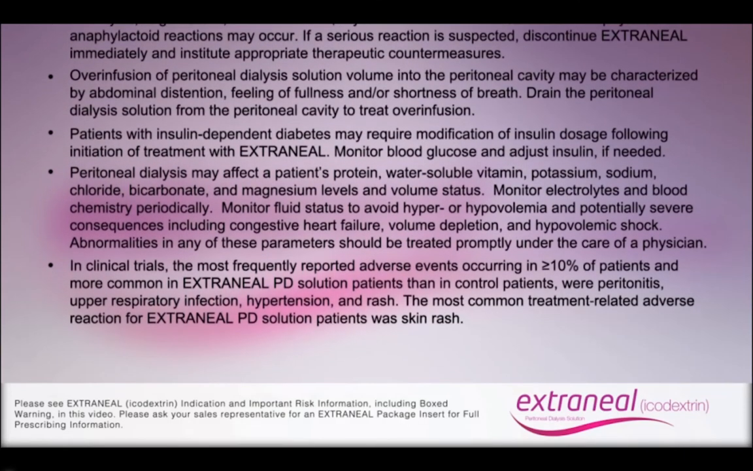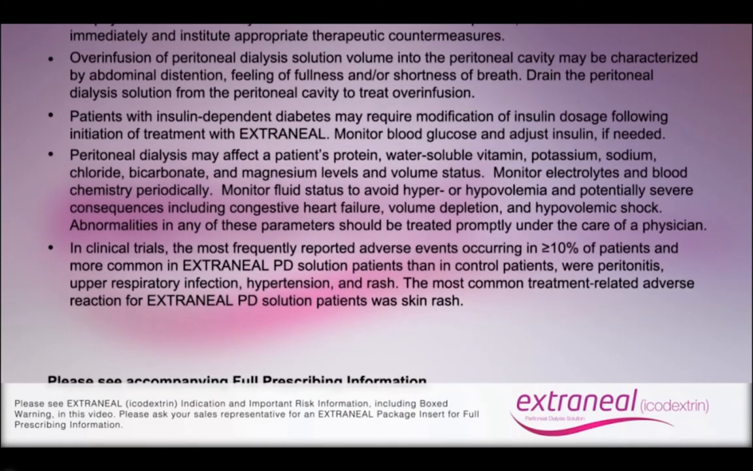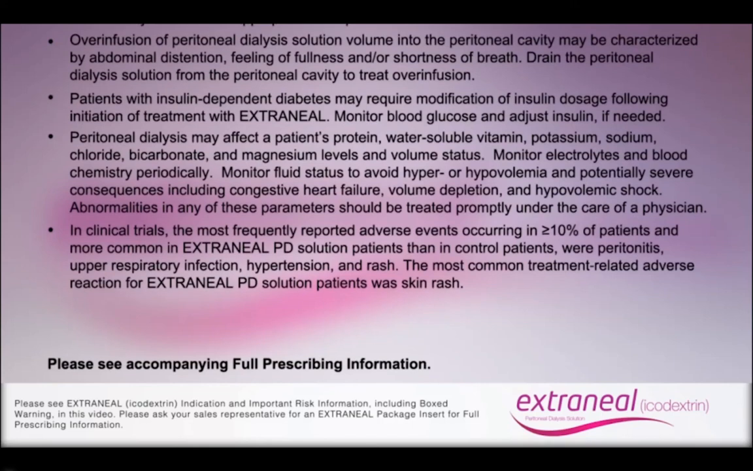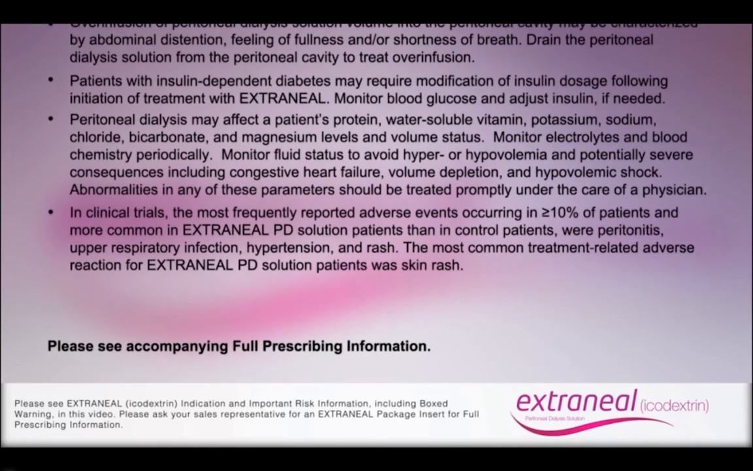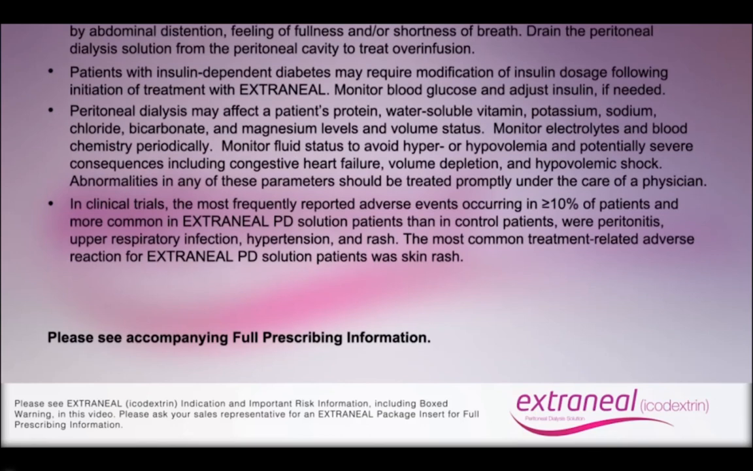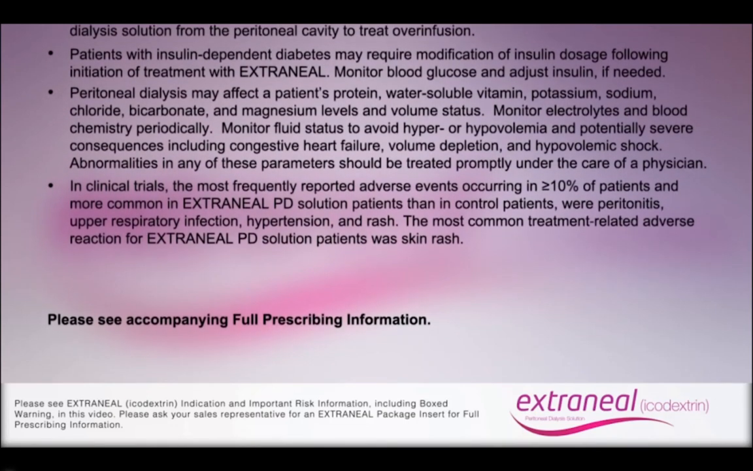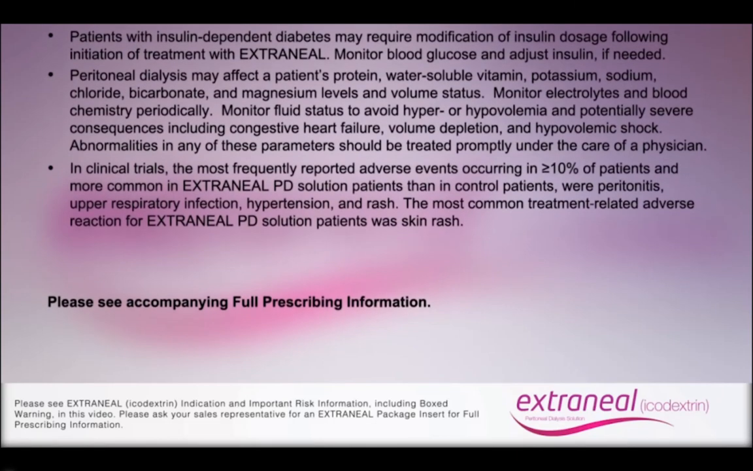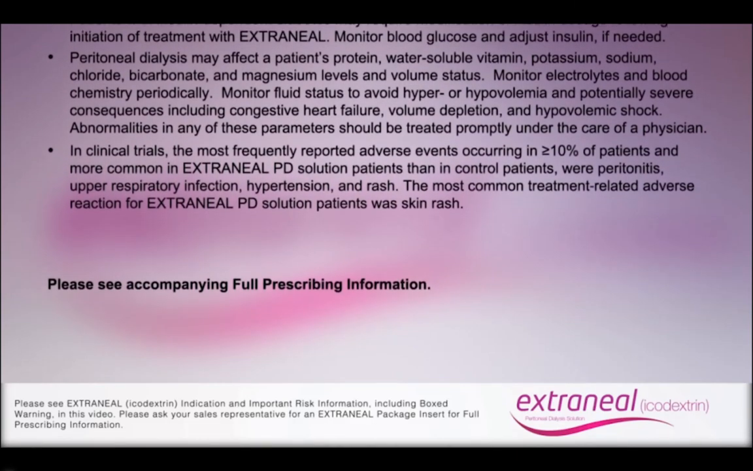Peritoneal dialysis may affect a patient's protein, water-soluble vitamin, potassium, sodium, chloride, bicarbonate, and magnesium levels and volume status. Monitor electrolytes and blood chemistry periodically. Monitor fluid status to avoid hyper or hypovolemia and potentially severe consequences, including congestive heart failure, volume depletion, and hypovolemic shock. Abnormalities in any of these parameters should be treated promptly under the care of a physician.